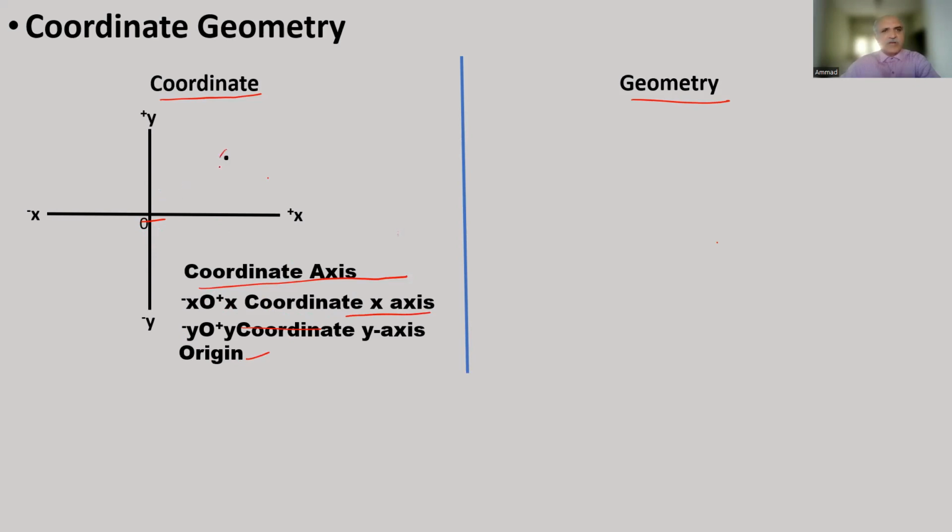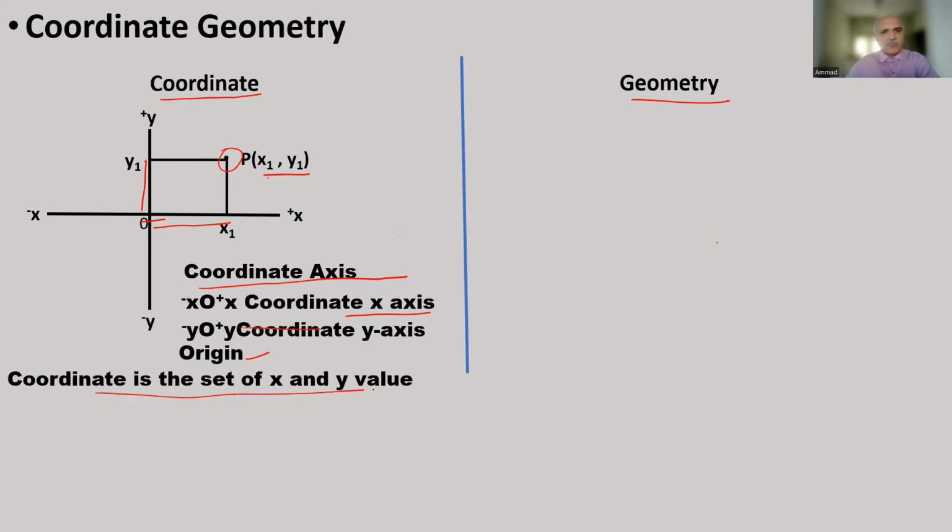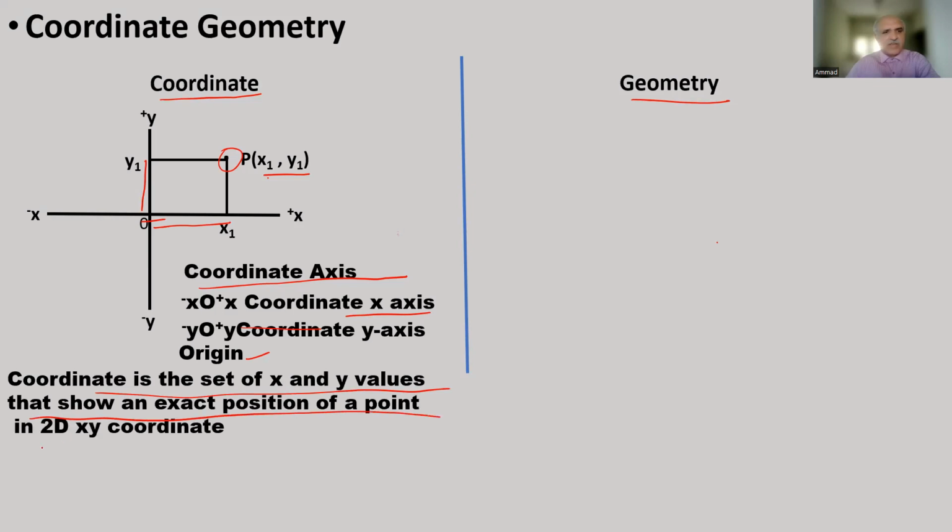If we take any point in this system, we can locate the position of this point by drawing the vertical and the horizontal lines. If this distance from here to here is x1, and this distance from here to here is y1, then we can say the point P is (x1, y1). So we can define coordinates as the set of x and y values that show an exact position of a point in the two-dimensional xy coordinate system. Coordinates are the x and y values of a point in the xy coordinate system.